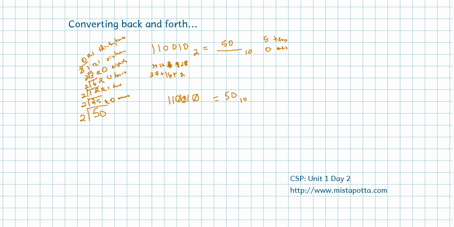And so doing this sequence of division, repeatedly dividing by 2, and then writing down the remainders from right to left, that's how I'm getting the digits in this binary representation. Remember that this is the base 2 representation of 50.